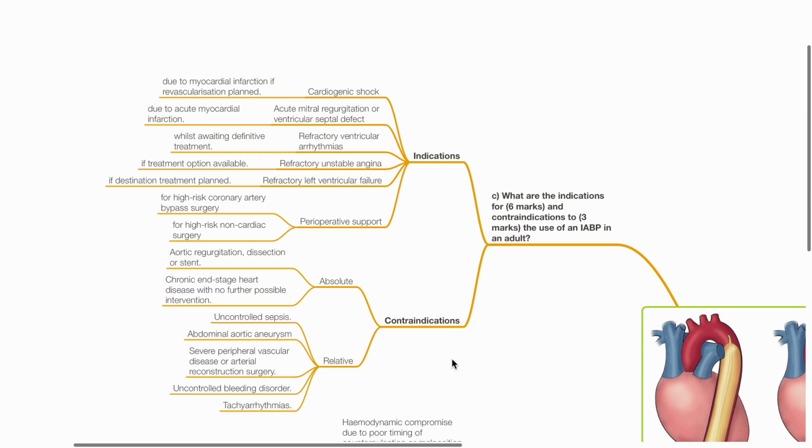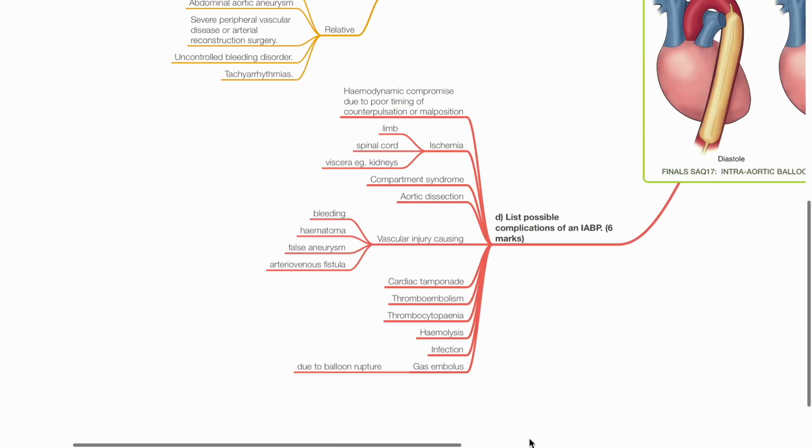refractory left ventricular failure if destination treatment is planned, and for perioperative support for high-risk coronary artery bypass surgery and for high-risk non-cardiac surgery. Absolute contraindications include aortic regurgitation, aortic dissection, aortic stent, chronic end-stage heart disease with no further possible intervention. Relative contraindications include uncontrolled sepsis, abdominal aortic aneurysm, severe peripheral vascular disease or arterial reconstruction surgery, uncontrolled bleeding disorder, and tachyarrhythmias.